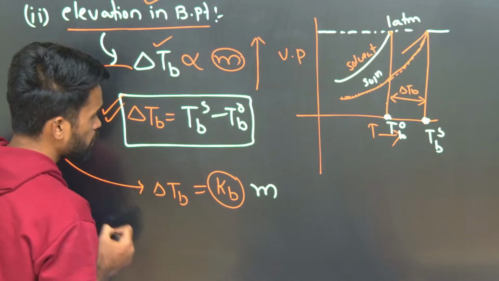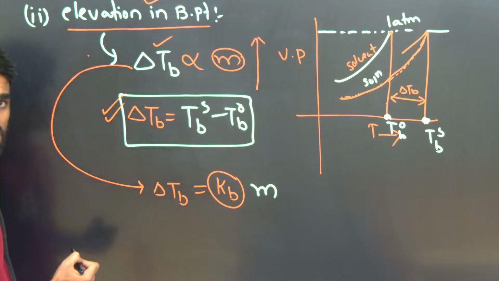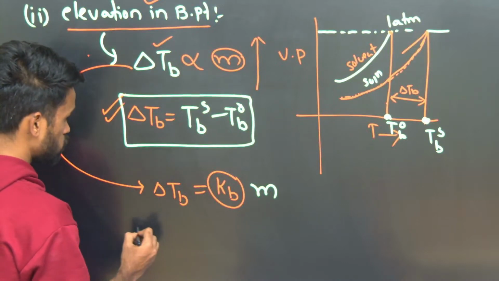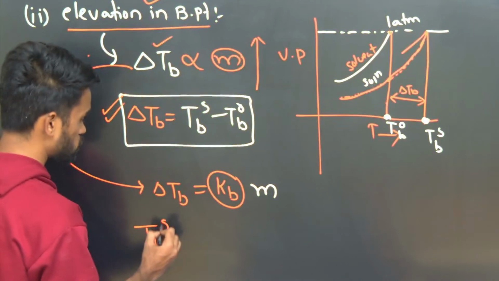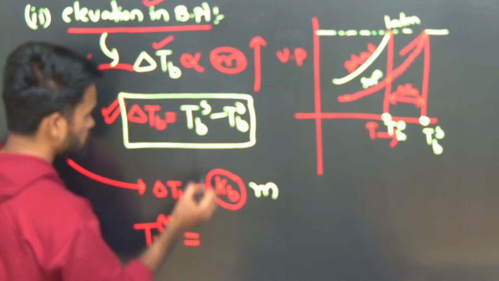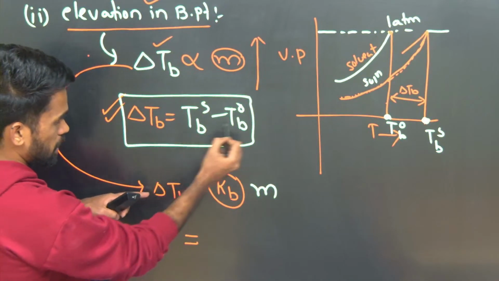Now, during solving questions, what to do is take delta Tb as equal to the solution boiling point minus, see, this is nothing but what I can write now, right.